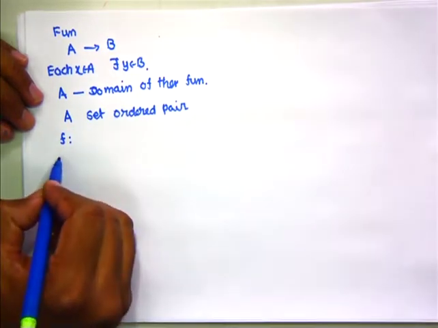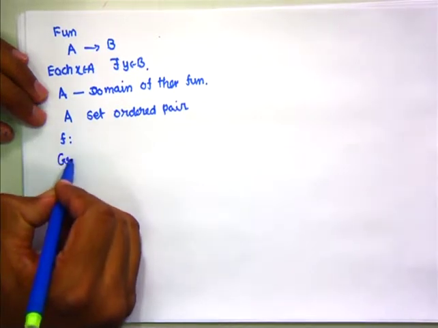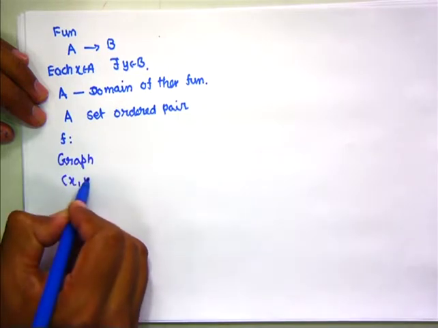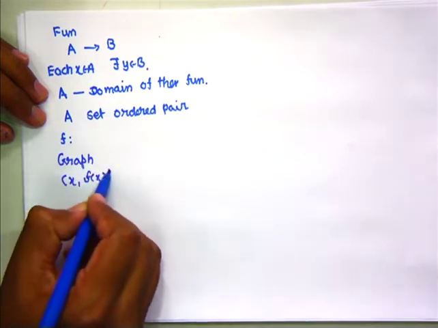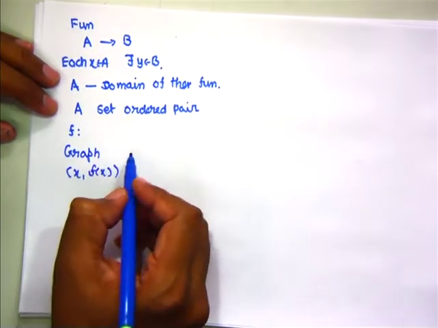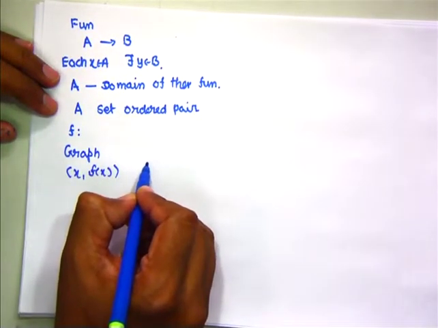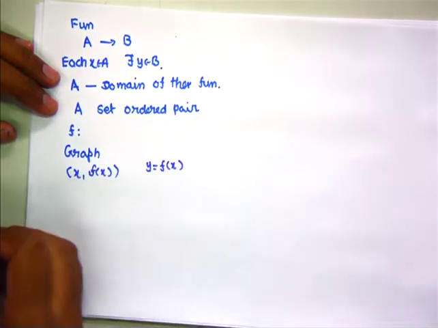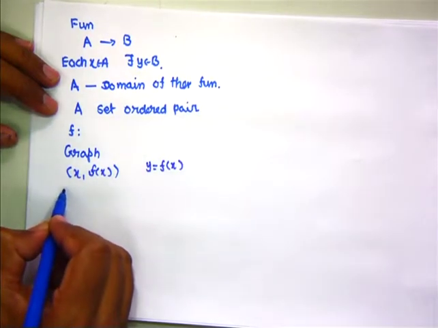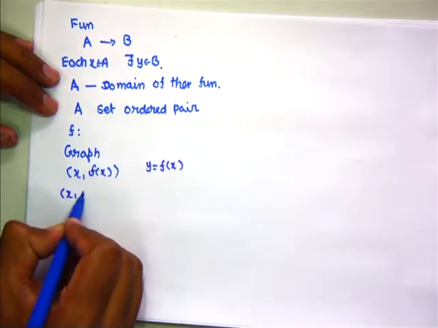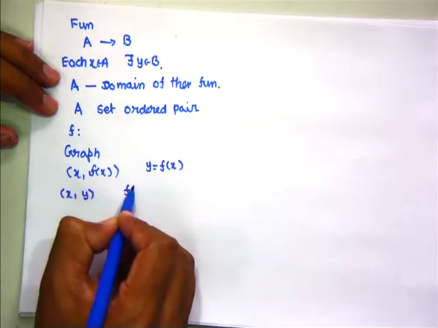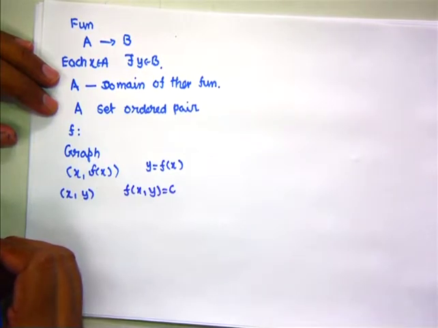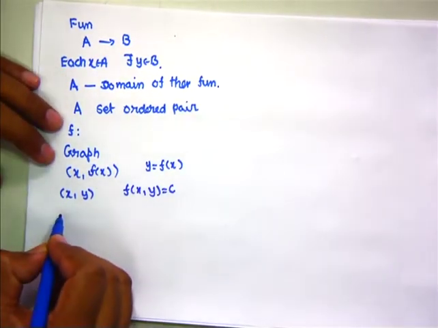Then we discussed the graph of the function. The set of points (x, f(x)) is called the graph of y = f(x). Then we come to level curves: the set of all points (x, y) such that f(x, y) = c is called a level curve of the function.